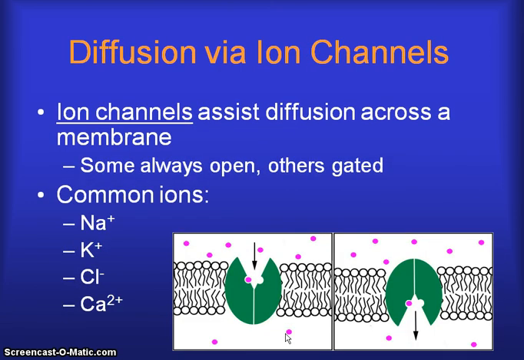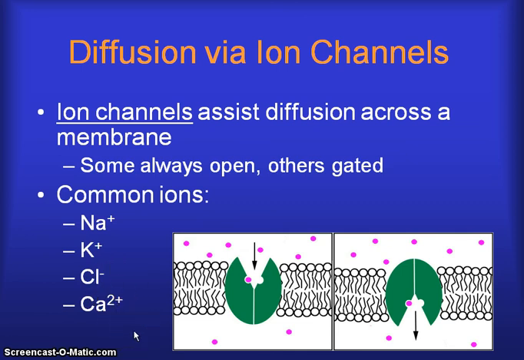Finally, the last form of passive transport that we're going to discuss is diffusion through ion channels. And it's very similar to facilitated diffusion, only instead of neutral molecules that we're transporting across the cell membrane, it's going to be ions. So some common ions that we will have transferred across our membrane are the sodium ion, the potassium ion, the chloride ion, and then the calcium ion. And there are more, but these are, again, just the most common.